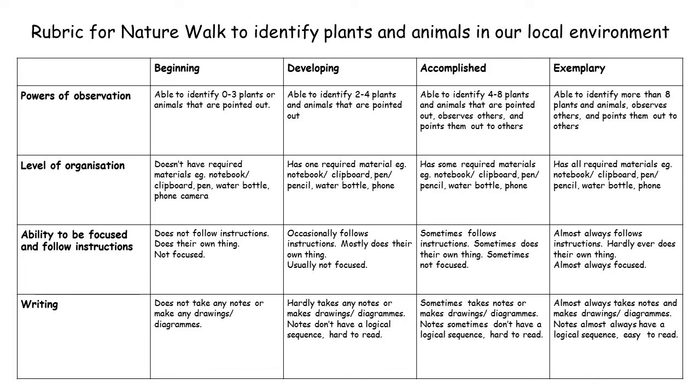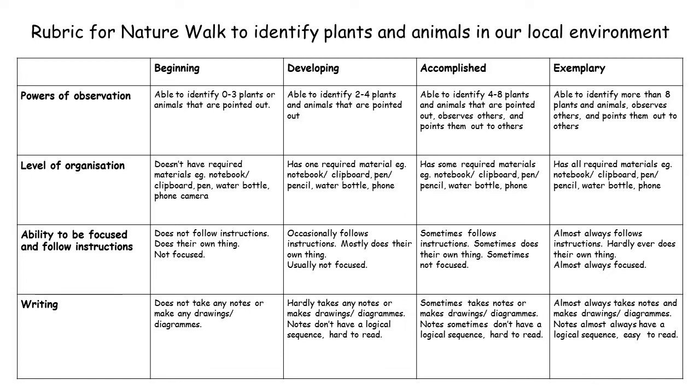So in terms of levels, let's just take the ability to be focused, right? I'm starting with does not follow instructions or not focused, to almost always follows instructions, because I can't expect every kid to follow all the instructions, but hardly ever does their own thing, almost always focused. So that for me is exemplary, right? And I feel that using these levels of achievement is a more positive way of putting it, and also a way that students can relate to.